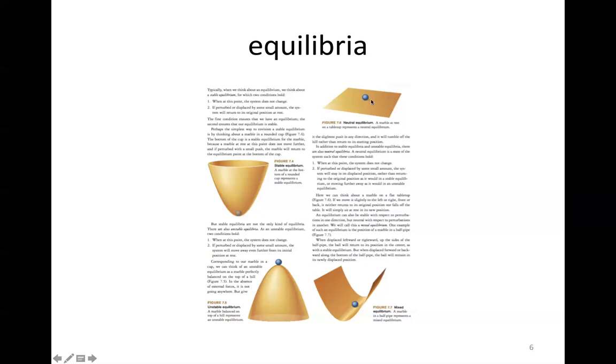You can also have a so-called neutral equilibrium. So there's no force pushing the population in any specific direction, and at any position it can remain. So there's no force that makes it more likely for the population to be here than to be here.